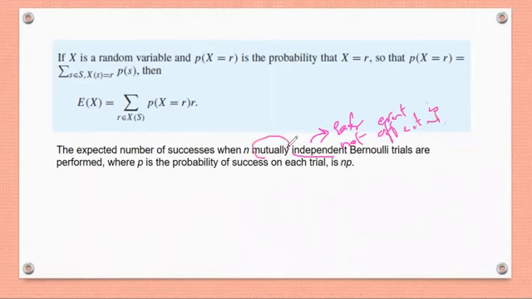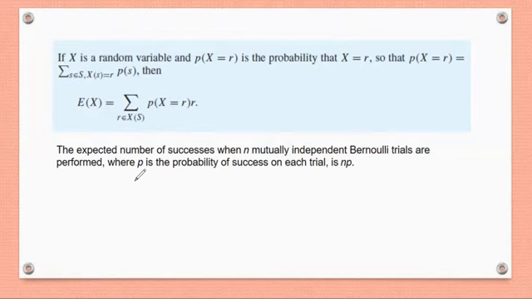And there is another term, which is mutually exclusive. Events can't happen at the same time. Okay. So now, the expected number of successes when n mutually independent trials are performed. What are those trials? Bernoulli trials. Now, what do you mean by a Bernoulli trial?